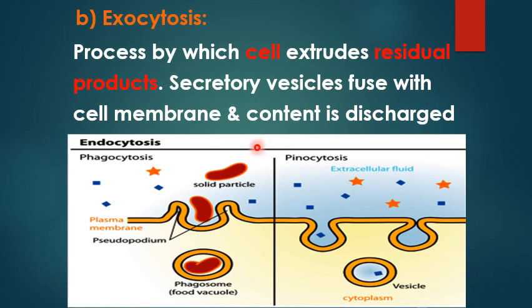What is the meaning of exocytosis? A process by which the cell extrudes residual products. The secretory vesicle fuses with the membrane and its contents are discharged.